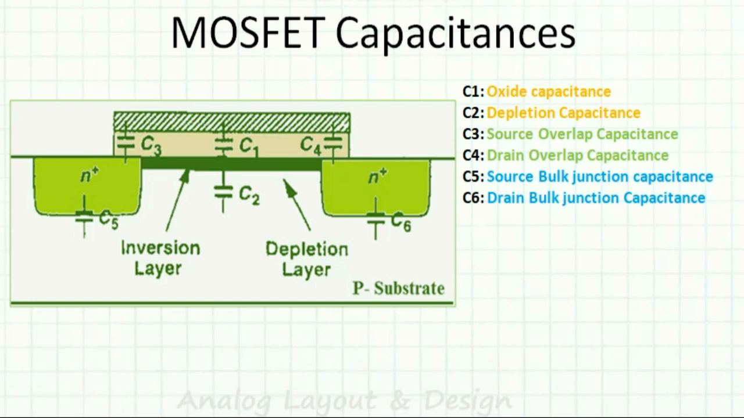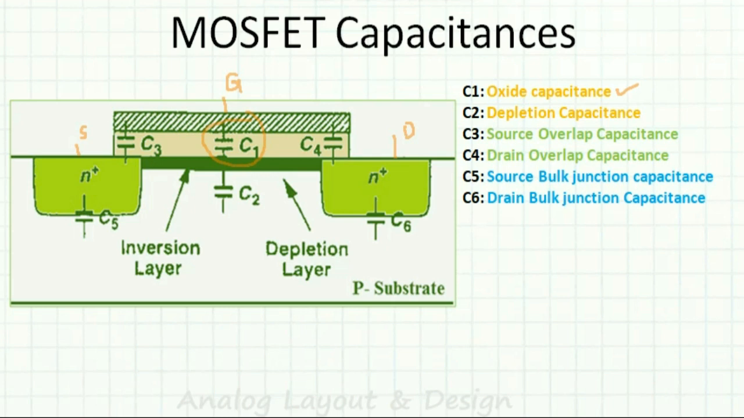Today we are going to discuss MOSFET capacitances, and what you see here is the cross section of an N MOSFET. There are various capacitances available. The first one is the oxide capacitance. It forms between the gate, the drain, and the source. The oxide capacitance forms between the gate and the channel, so that is the oxide capacitance C1.